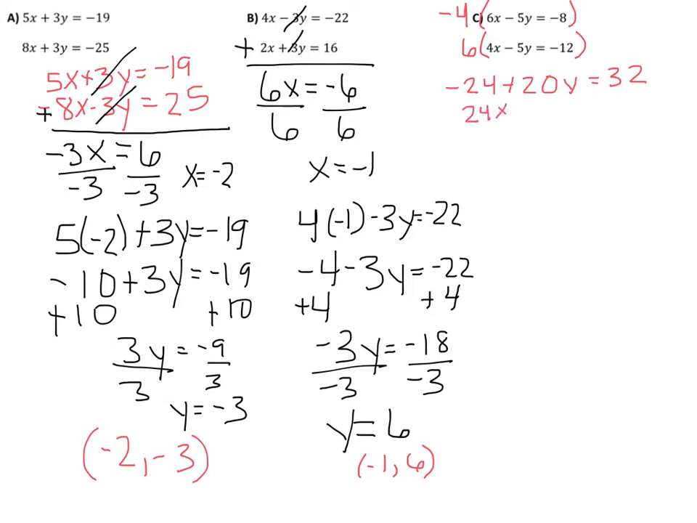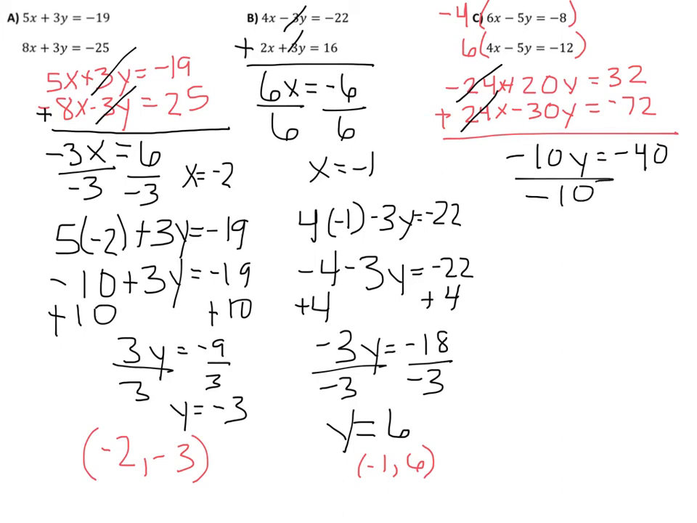In the second equation, I'd end up with 24x minus 30y equals negative 72. And then I would need to add down. Here you can see that my x's are going to cancel. And then if we add 20y minus 30y, I'm going to end up with negative 10y equals negative 40. If I divide both sides by negative 10, I'll end up with y equals 4.